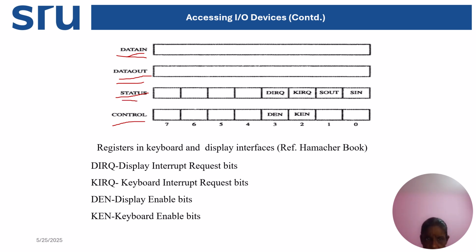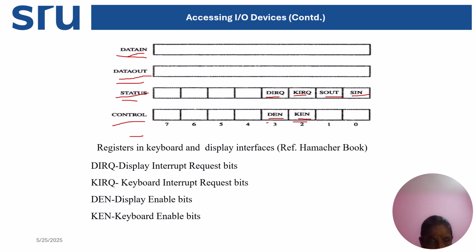And then the status register has 8 fields, and the last four are DIRQ, KIRQ, S out and S in. And the control register has the main required flags, DEN and KEN. So DEN means display enable, the output unit is enabled. And KEN means keyboard enable, which means input devices are enabled.